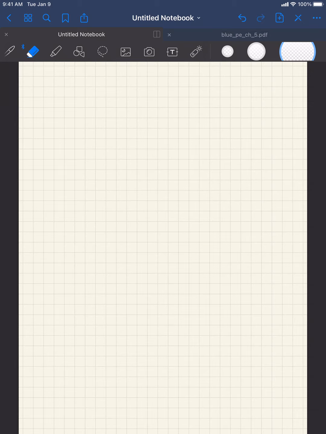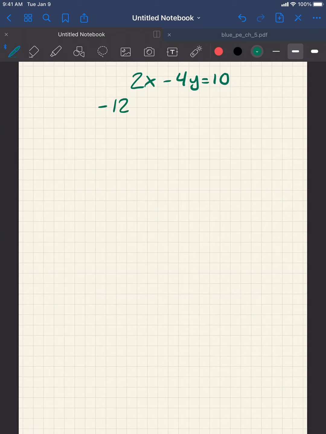2x minus 4y equals 10. And then the second equation was negative 12x plus 24y equals negative 60. Okay. You know, I like to do substitution. I just feel like substitution is super quick, super easy. This also looks like one, though, where I could do elimination.